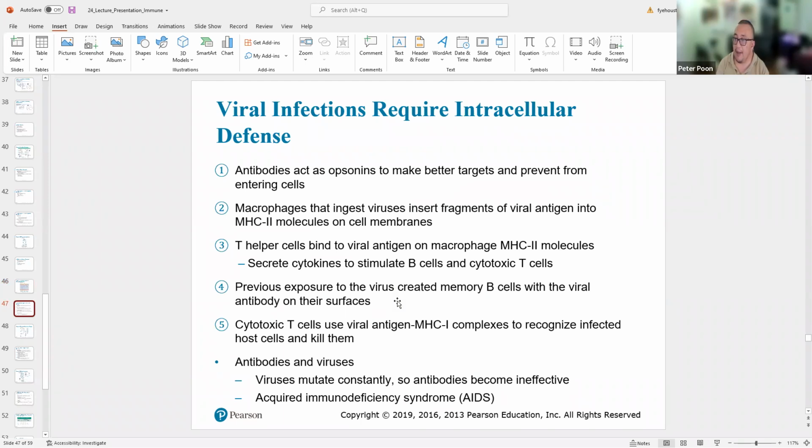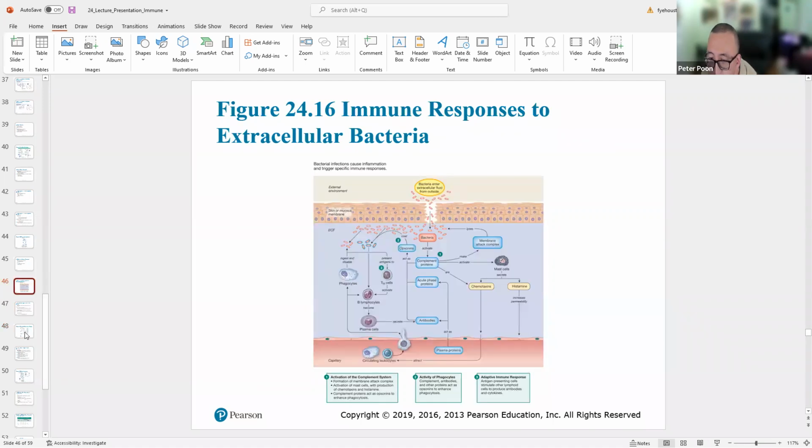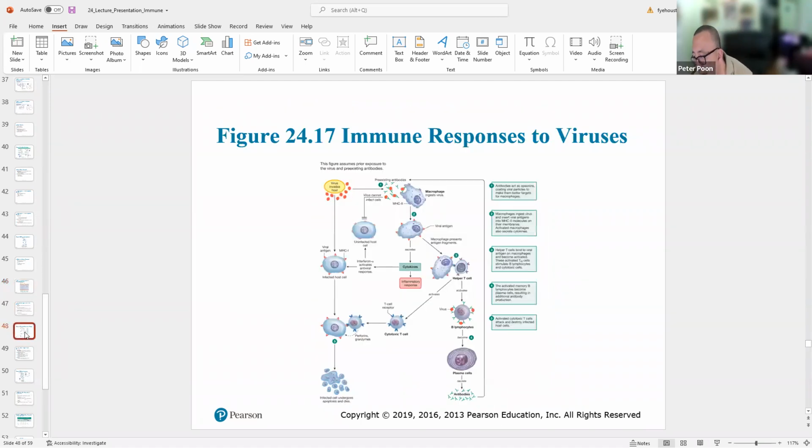Viruses, they activate both. So make sure you understand the differences between a bacterial response and a viral response, because viruses actually enter cells. So you'll see this side only with viruses.